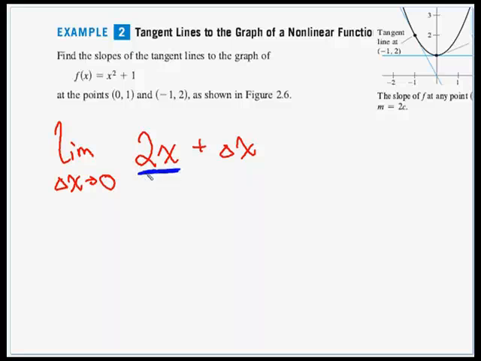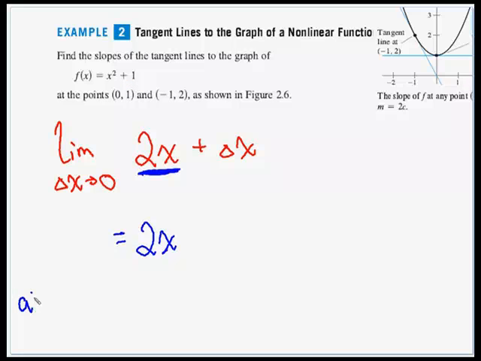So here our 2x is fine. That's just going to be 2x. Plus, well, as delta x goes to 0, this would just become a plus 0. And we don't have to write that at all. So here, our function, our derivative is 2x. So now back to the original problem. It says, find the slopes of the tangent line at these points.